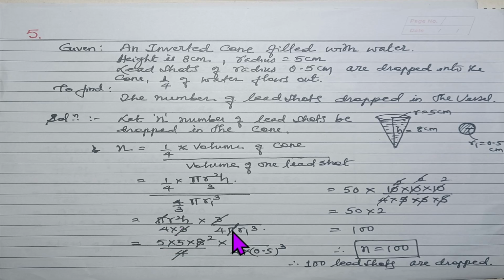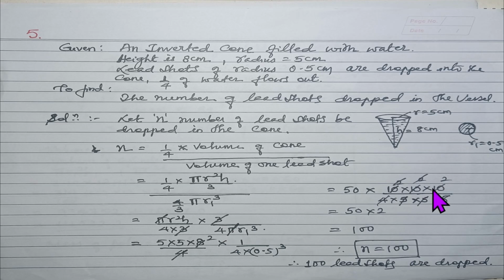I can cancel pi here, and I get r square is 5 into 5 into h is 8 divided by 4, and here I have 3 and 3 gets cancelled, and I have 4 as it is, and r1 cube will be 0.5 cube. Now converting the decimal into fraction, I get 5 into 5 into 8 divided by 4 into 1 by 2 into 1 by 2 into 1 by 2, and that will be 50 into 2, therefore n is equal to 100.